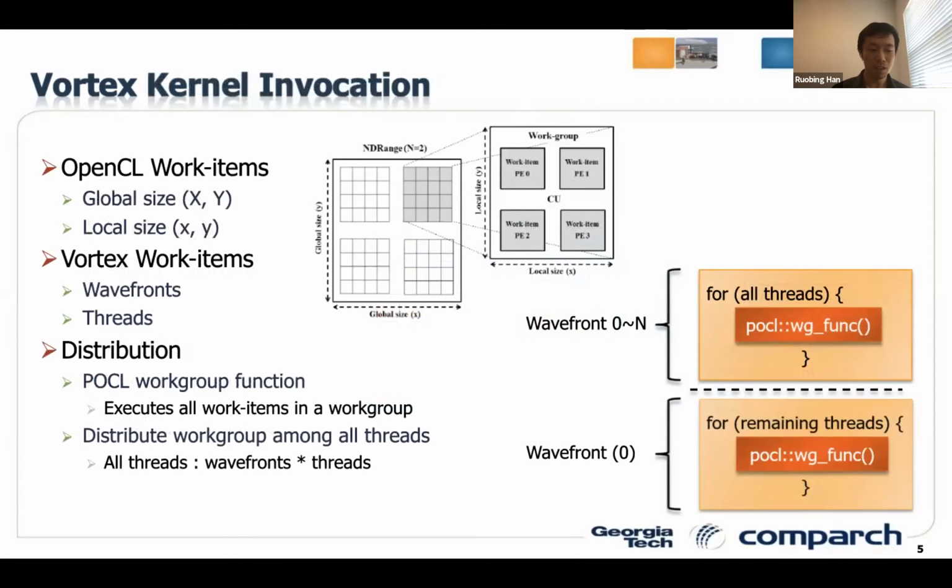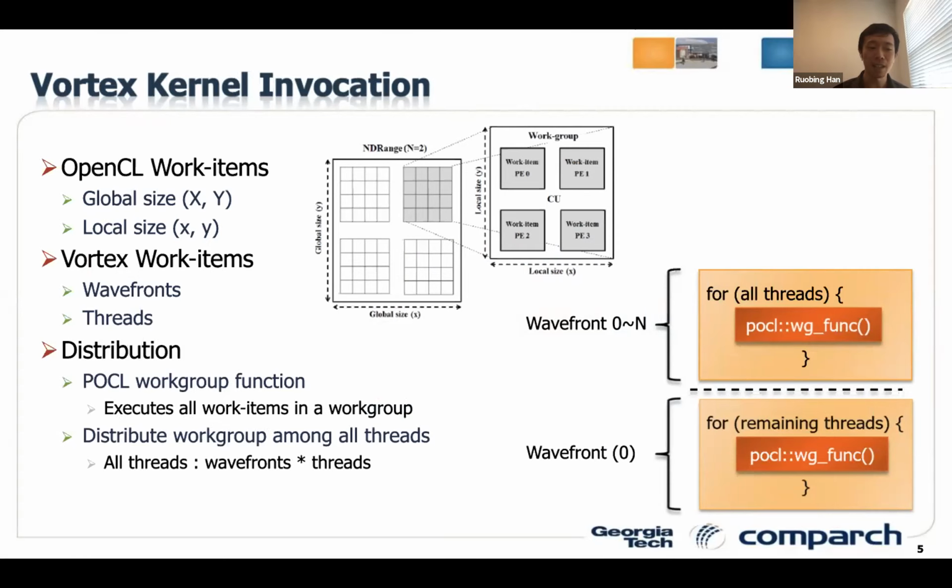Among all those software stacks, one of the most important parts is scheduling, as how we map the computation to hardware resources is critical for achieving higher performance. In OpenCL and also in CUDA, work items are distributed among work groups. However, in Vortex, instead of work groups, we use wavefront as the basic unit for scheduling.